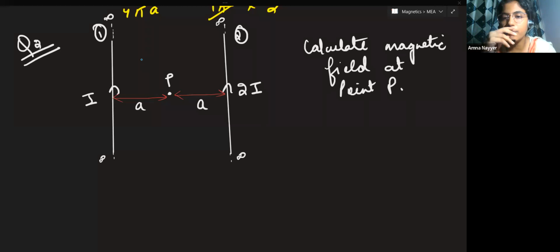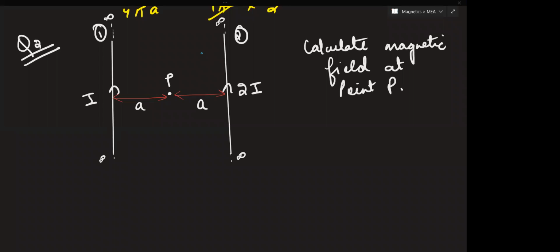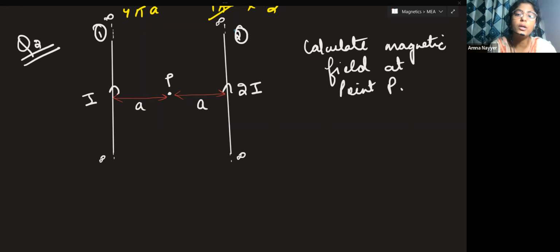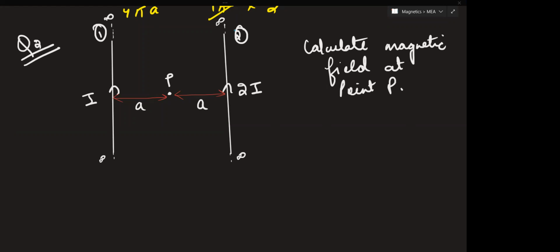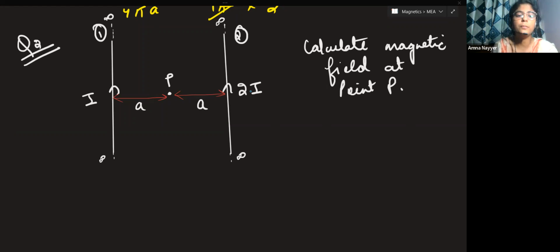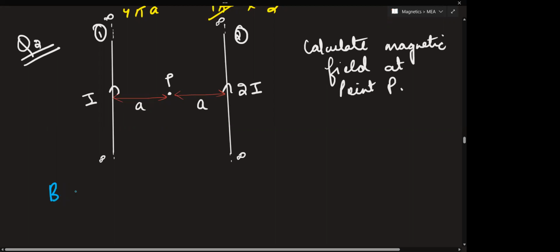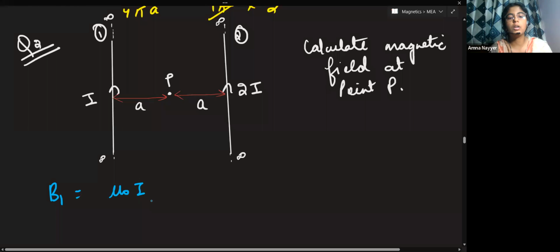Now for calculation of magnetic field at point P, let's consider the first wire. What is the formula for magnetic field of an infinitely long wire, Zaid? Ma'am, what is that sign known as? Mu naught. Mu naught I divided by 2 pi A. That's right. So B1 will be what? Mu naught I divided by 2 pi A.